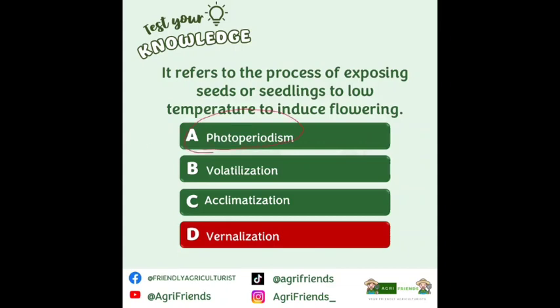Photoperiodism is the response to changes in day length, or the regulation of development in response to day length, such as flowering. Volatilization is the process of converting a chemical substance, such as a fertilizer, from a liquid or solid state to a gaseous or vapor state. Acclimatization or hardening is a process in which a plant adapts or adjusts to its environment by repeatedly exposing them to stress, such as hot environment.